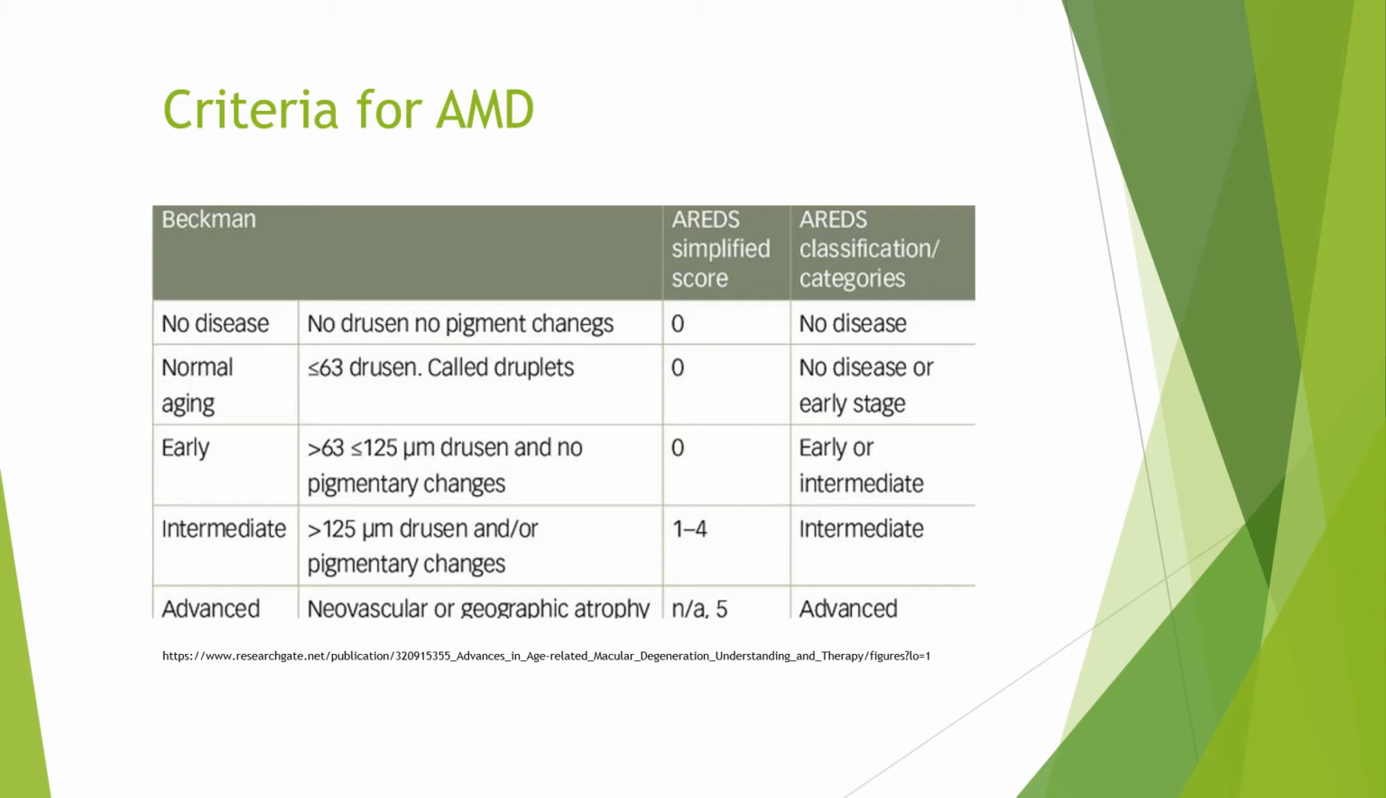For that, we look at the Beckman criteria and the AREDS, or Age-Related Eye Disease Study score. And you can see the chart here. It's pretty specific depending on the size of the drusen, the number, and the presence of pigmentary changes. In advanced stages, as I mentioned before, there are neovascular changes and atrophy as well.